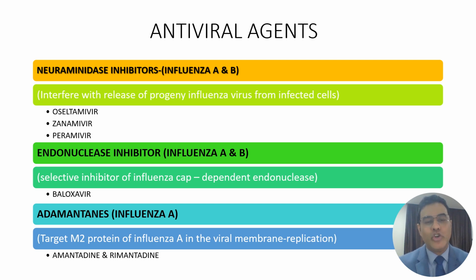The second group is endonuclease inhibitors. The mechanism of action is selective inhibition of influenza cap-dependent endonuclease. Baloxavir is the commonest drug, and it is the only drug available in this group. Like neuraminidase inhibitors, it acts on influenza A and B. Adamantanes are effective only against influenza A. These are the old drugs. Nowadays, we are seeing a lot of resistance in H1N1, so we are not using amantadine and rimantadine. These are commonly used as anti-Parkinsonism drugs nowadays.